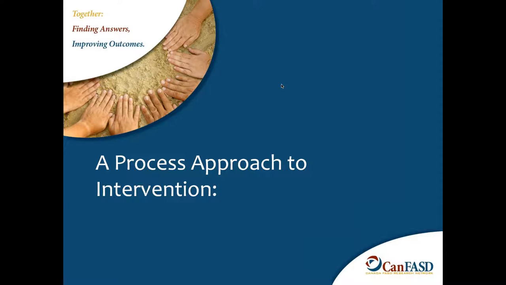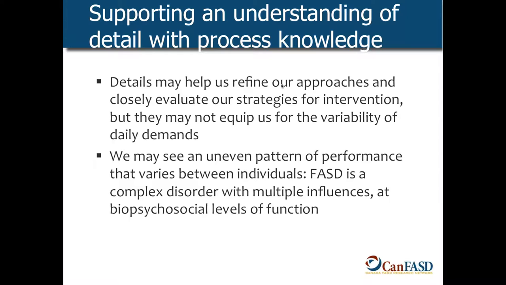So that's a few of the targeted interventions that Carmen and I have just covered that are attempting to remediate specific areas of difficulty for individuals with an FASD, and in particular, we're speaking to children at this point in time, children and youth. But there's also a process approach to intervention, meaning how do we work with the systems of support? Details may help us refine our approaches and evaluate our strategies for intervention, but they may not equip us for the variability of demands.